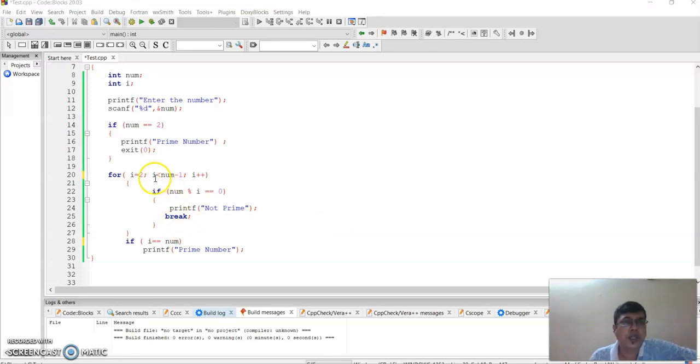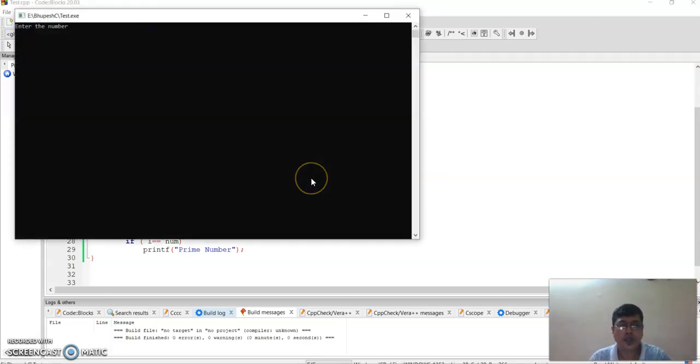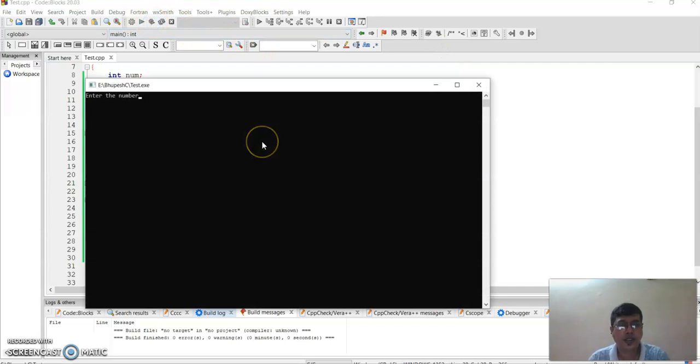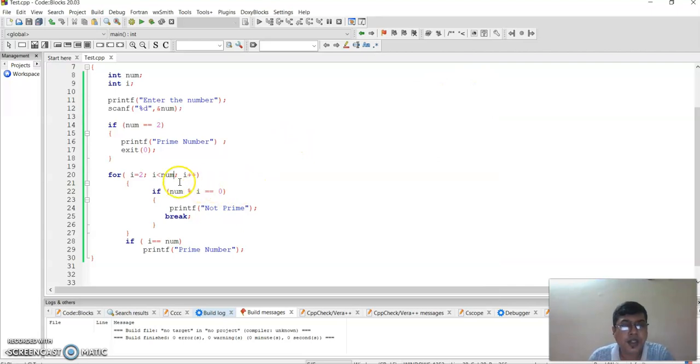So let me see. I said it should go till num minus 1. That means I should write either less than or equal to num minus 1, or just less than num. That's a mistake I made. I'm saving it and executing again. So 3: yes, prime number. Let me see the output for 6: not a prime number. Let me see for 31: prime number.